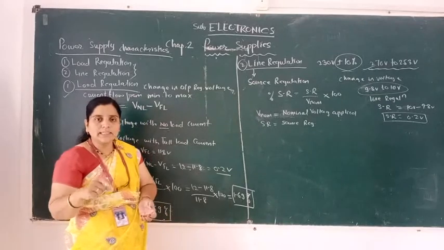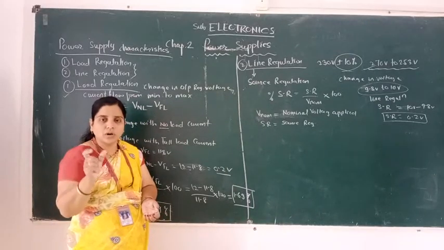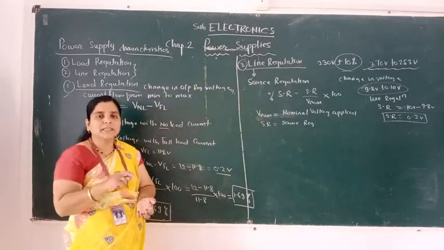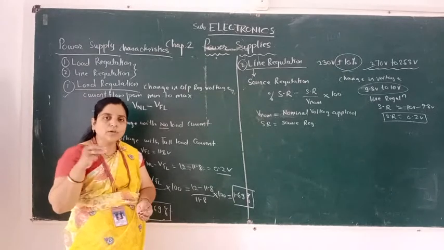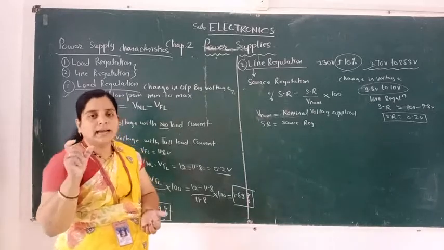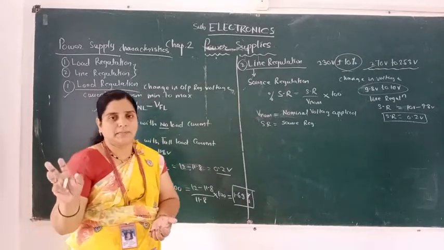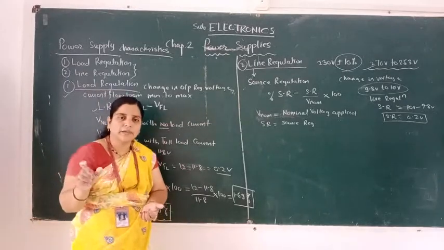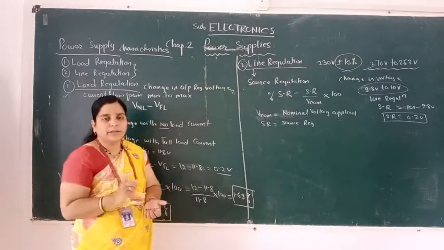That filter circuit gives a DC voltage as output, and that DC voltage is not regulated. It is in fluctuation form. It is not constant. To overcome that problem, the last circuit we need is the regulator circuit. Because of the regulator circuit, fluctuation is removed and we get a constant regulated DC supply.